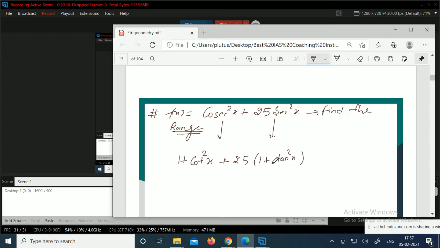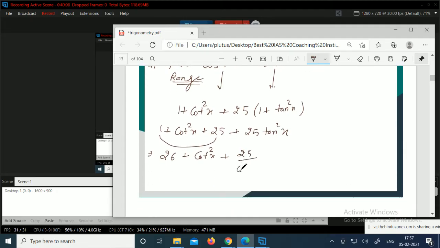If I simplify this, it is 1 plus cot square x plus 25 plus 25 tan square x, isn't it? So if I add these two constants, this is 26 plus cot square x plus 25 tan square x, which I can write as 25 by cot square x.